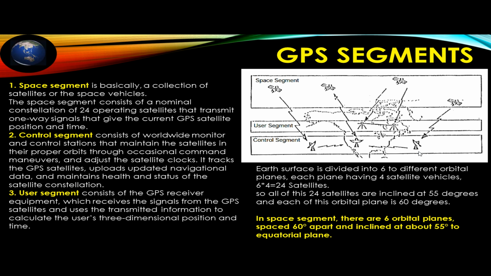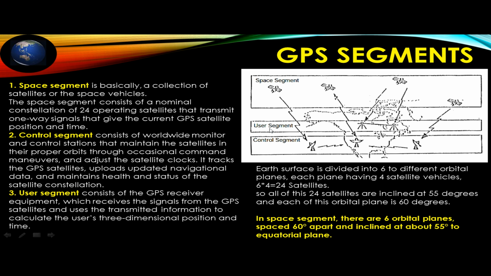In the GPS segments, here you can see the combination of satellites coming under the space segment. This is the different segment I have shown here: the user segment, where we are using, and the control segment, the power stations, where things are kept in control, from where we are getting the received signal and using it for our own purpose.